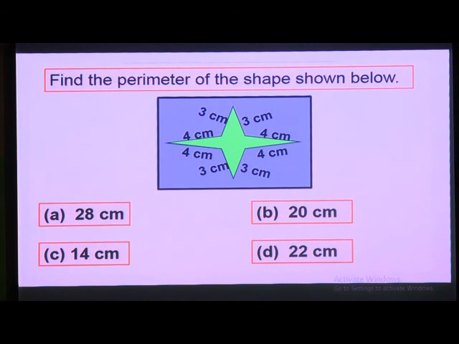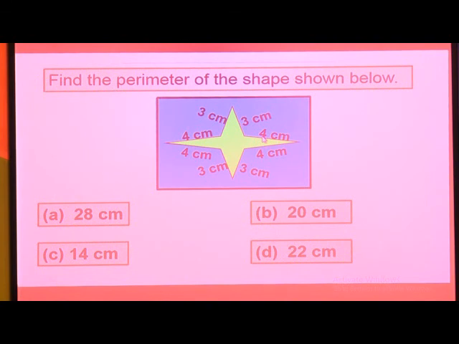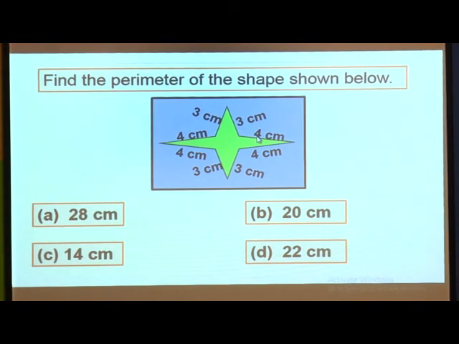Now, let us see one more example. Find the perimeter of the shape shown below. Can you find it? It is a different shape. So, we need to find the perimeter of this shape. So, we have to add this: 4 plus 3 plus 3 plus 4 plus 4 plus 4 plus 3 plus 3. Can you answer it? Yes, it is 28 centimeter. So, the perimeter of the shape is 28 centimeter.